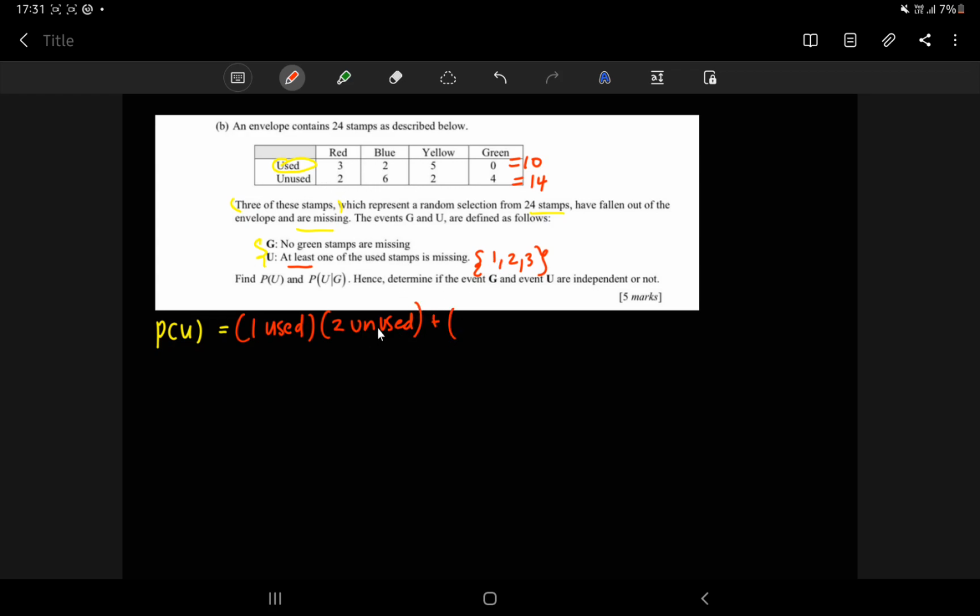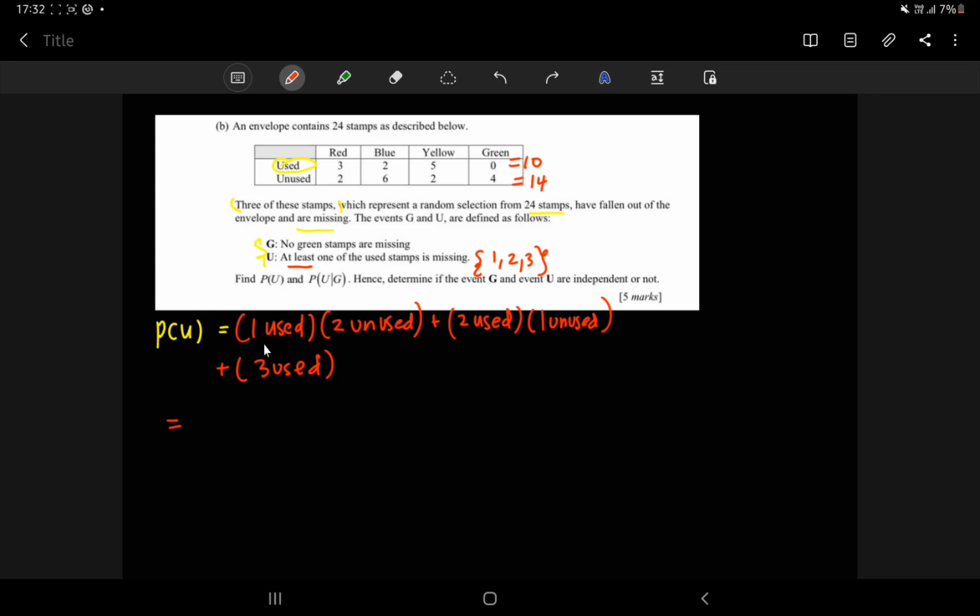Plus maybe 2 are missing from the used stamps, and then only 1 unused is missing. Plus maybe 3 of the used missing, none of the unused are missing, like that. So this is how we manage to understand the question first, and then we need to transform this thought process or the flow of thought into mathematical form.